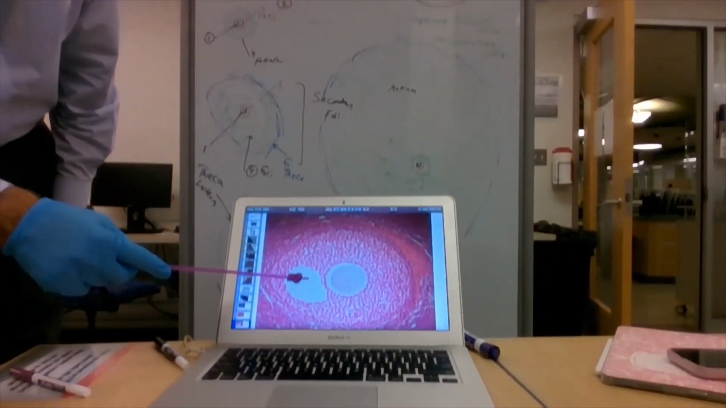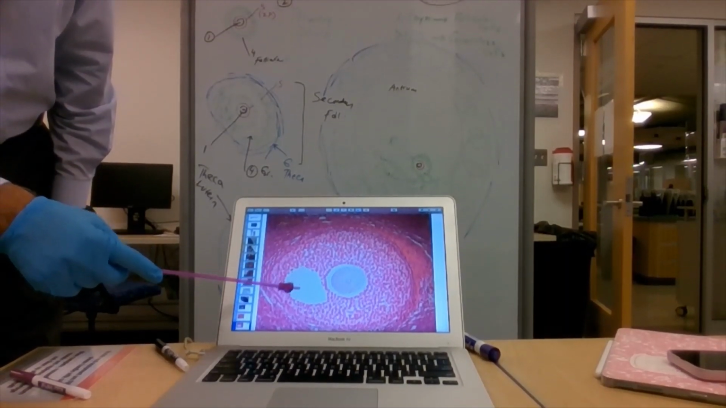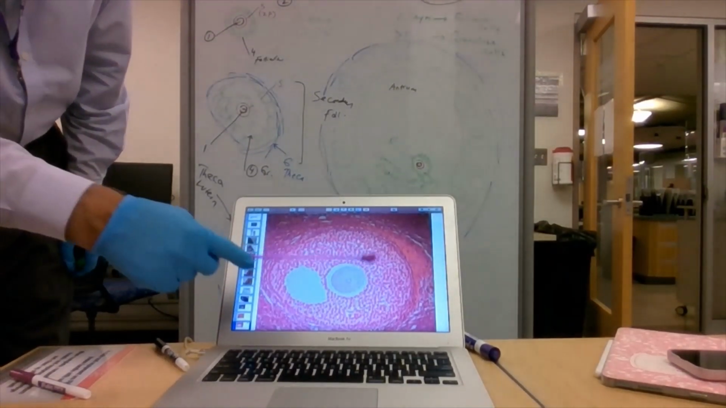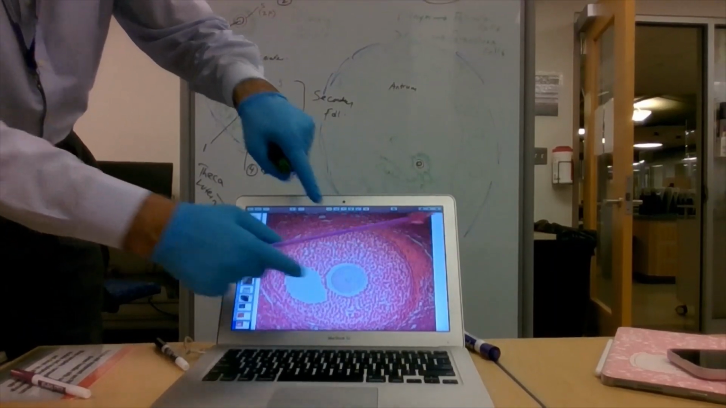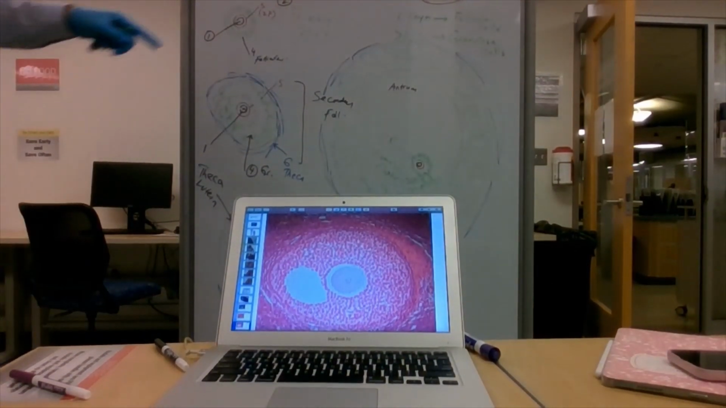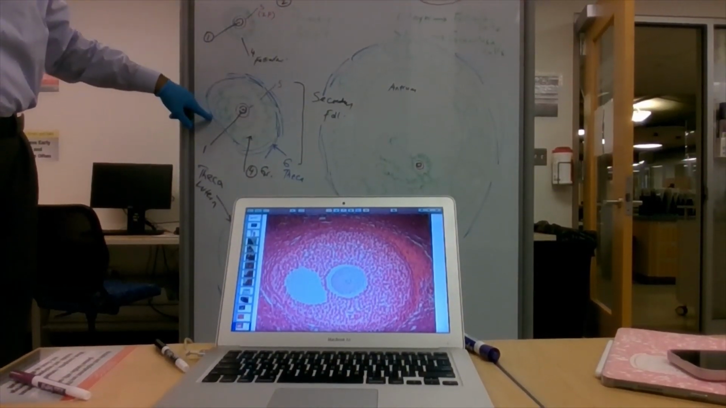And see, the antrum starts forming, but you will not call this tertiary. Why? Because in the tertiary, this antrum should be this big. You understand that? So this is still what, guys? This is still secondary. It is not primordial. It's not primary. So it is a secondary.